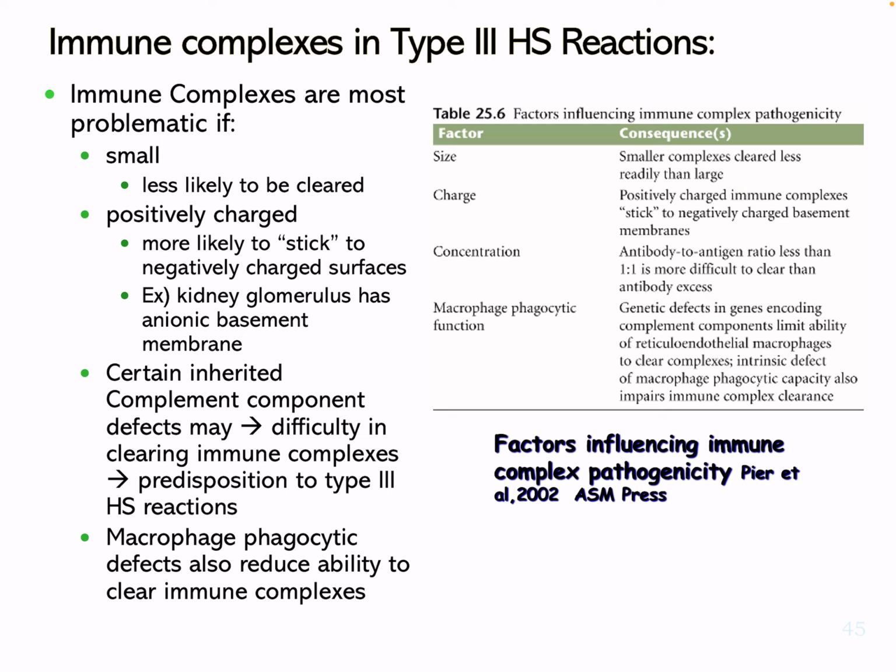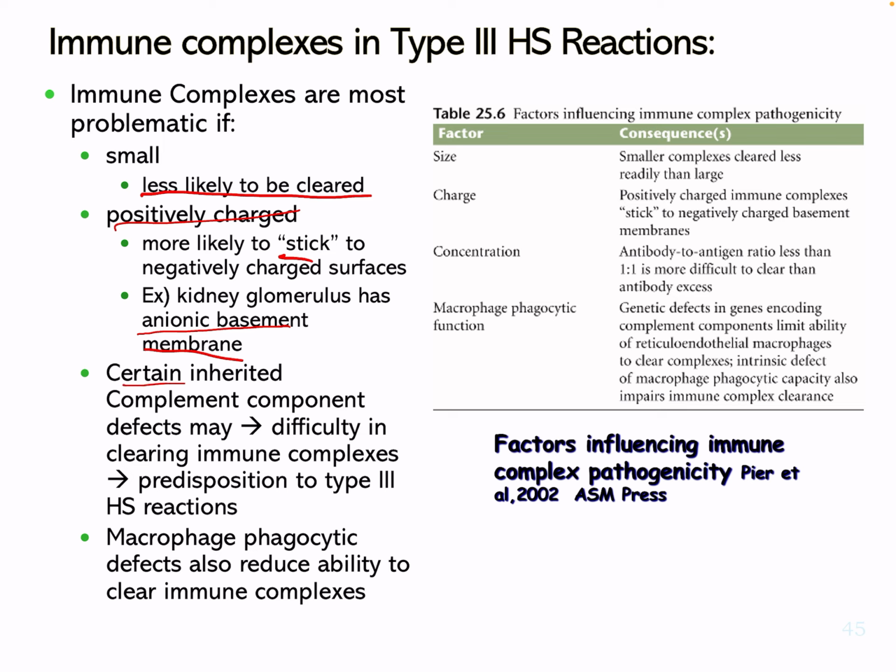So immune complexes are most problematic if they are very small, and they're less likely to be cleared by our immune system and other cells. They're positively charged, which means they're more likely to stick to negatively charged surfaces. For example, the kidney glomerulus has an anionic basement membrane, so again, it can get clogged there, blocking the kidney.